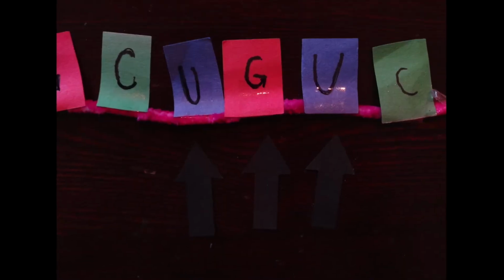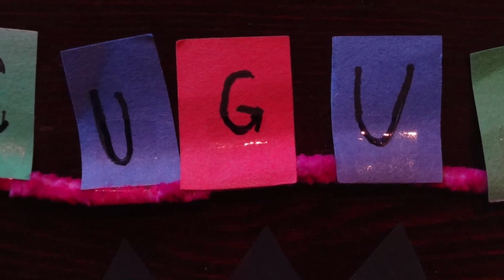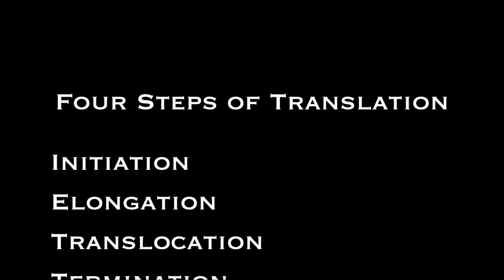A segment of 3 bases on the mRNA is called a codon, and each codon codes for one amino acid. The 4 steps of translation are initiation, elongation, translocation, and termination. Initiation starts when the smaller subunit of a ribosome encounters the mRNA and attaches itself. It scans for a starting codon, and when it finds one, the bigger subunit joins it to form a complete ribosome.